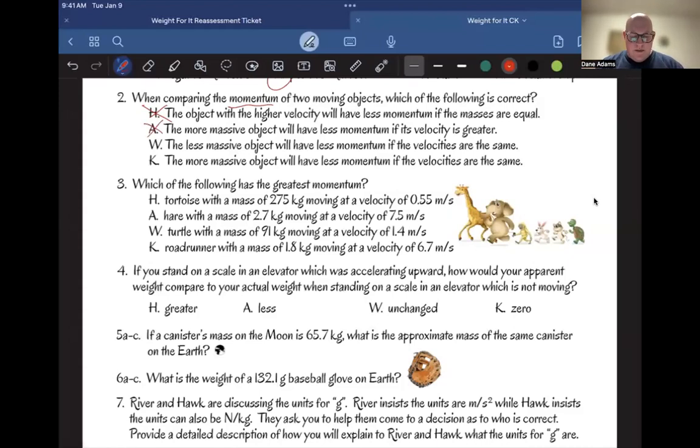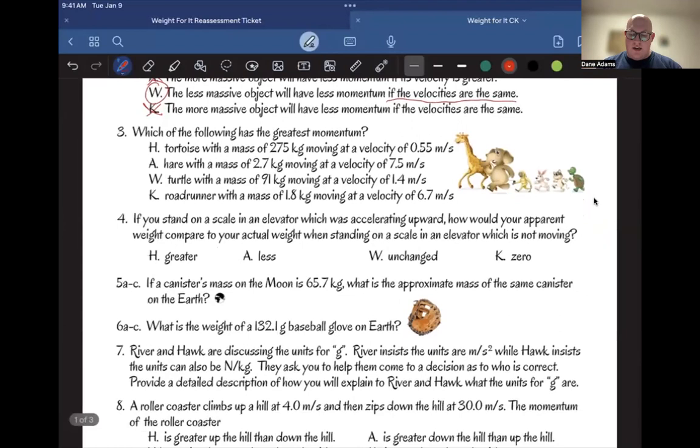W says the less massive object will have less momentum. That sounds true. And then this last statement here, if the velocities are the same, absolutely, 100%. So I'm going to select W for sure. I'm going to read K just to be sure. The more massive object will have, again, less momentum. That doesn't make any sense. So the correct answer is W. Less mass, less momentum.